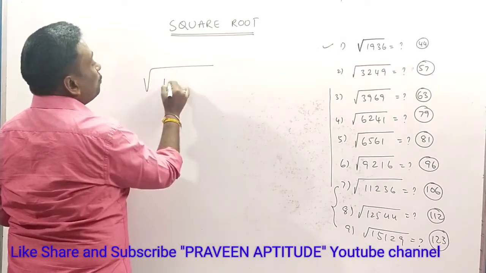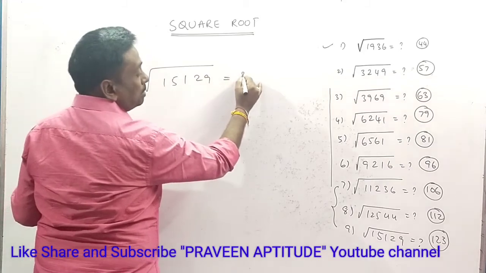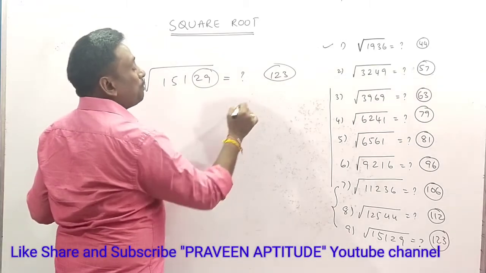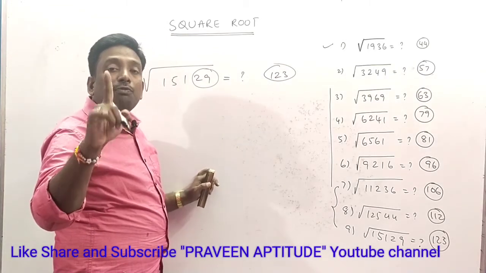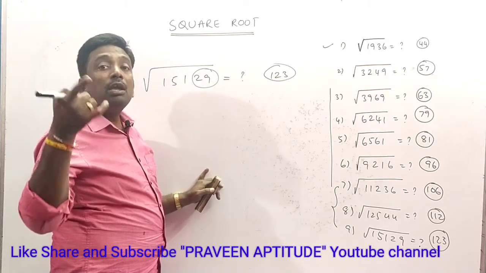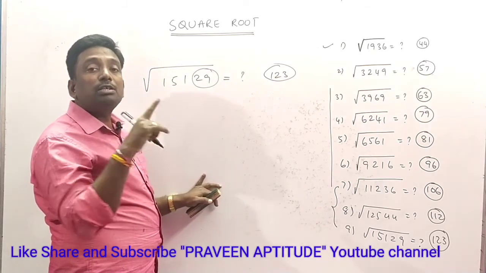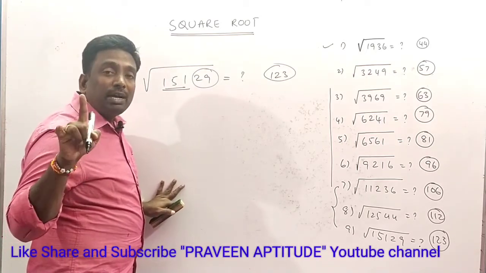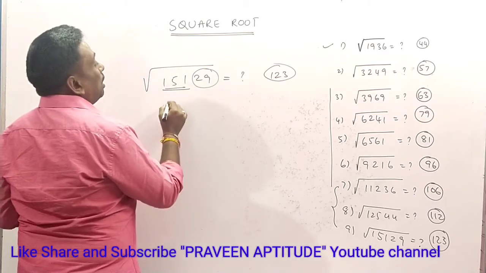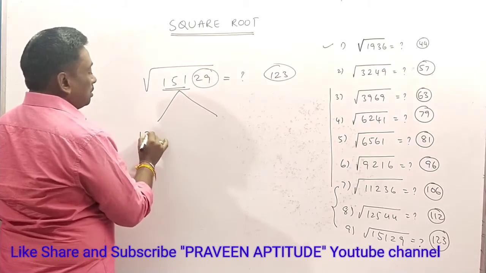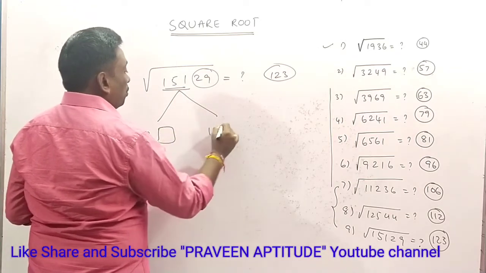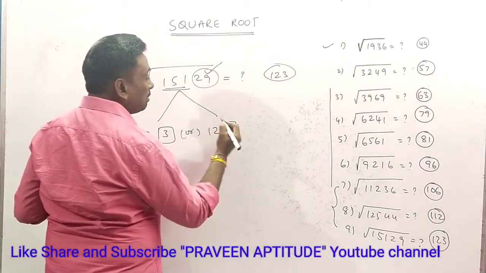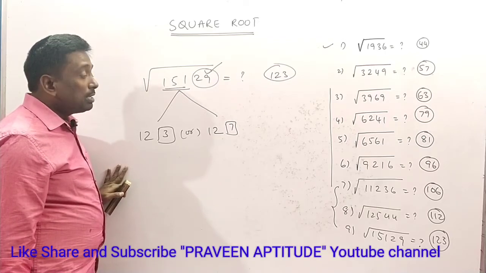What is that? Square root of 15129. This answer was given as 123. First you leave the last 2 digits. 12 square is 144, 13 square is 169. If you know up to 25 squares, then it is very easy to find the square root of the numbers. Here 12 square is 144, 13 square gives you 169. That's why 169 exceeds this one. The first digits are 12. Now you have to find the last digit 9. When we get 9 as the last digit, it is either 3 or 7, either 123 or 127.